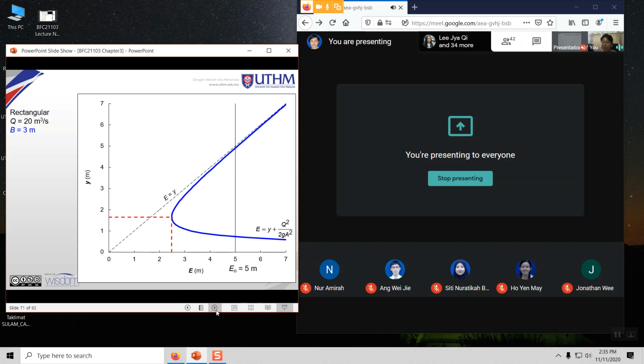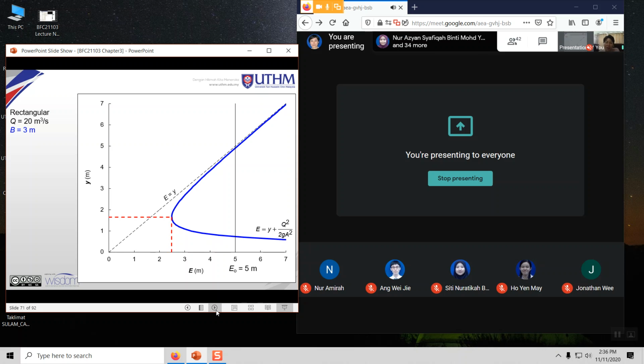For example, this one, let's look at an example of a rectangular section. This is the discharge, not the discharge over unit width. So let's assume this discharge to remain constant throughout the channel. If you are looking at discharge per unit width, it will change, as it depends on your B. So this discharge Q will remain the same throughout your channel, which is 20 meter cube per second. Initially, throughout the channel my width is 3 meter, so I have this specific energy E-Y curve here.